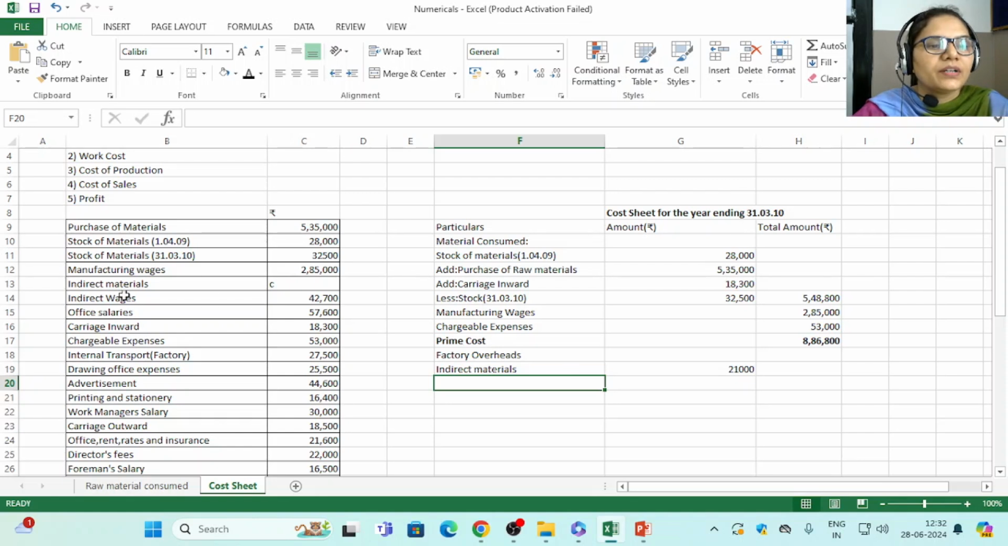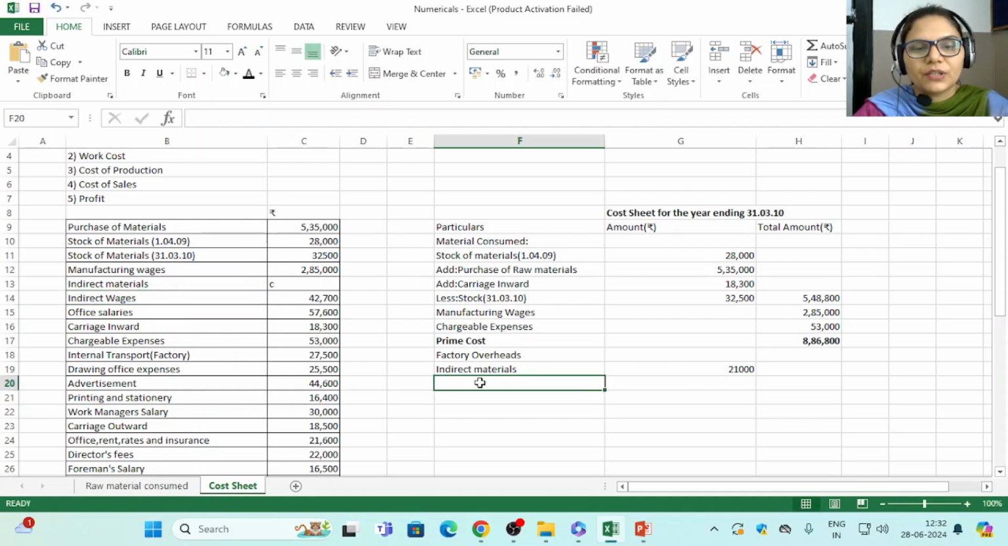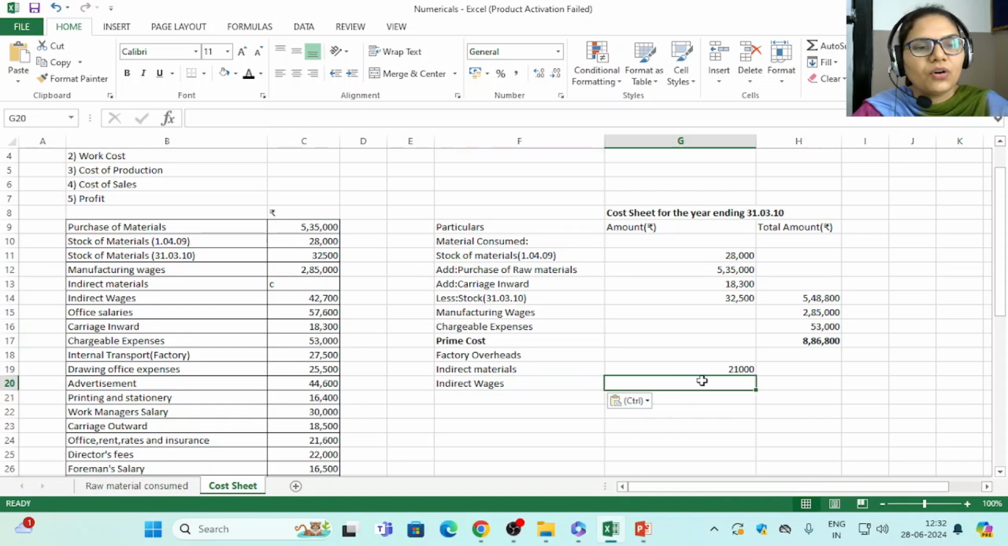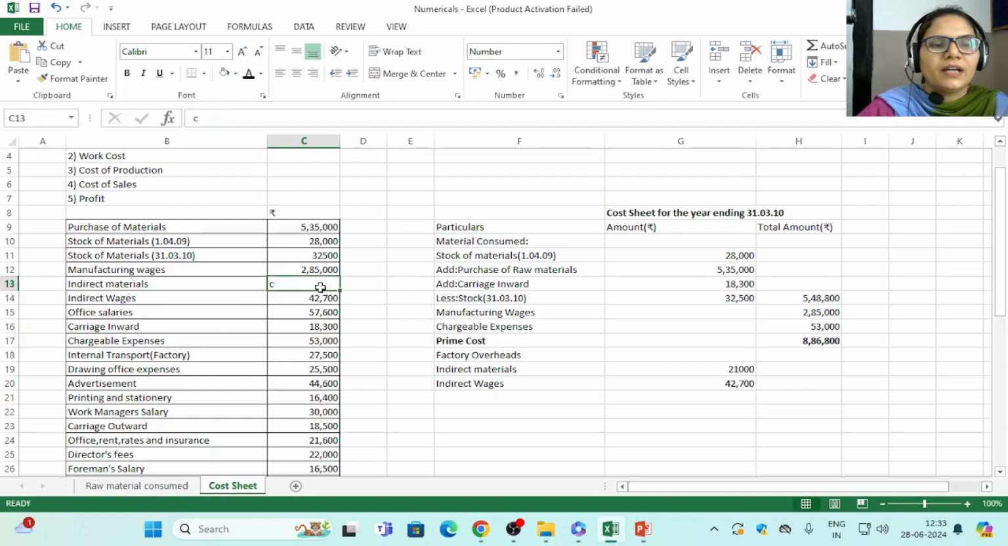Next is your indirect wages. Direct wages are to be shown in prime cost, as we all know, but if it's a matter of indirect wages, then we will show them in factory overheads. It's 42,700. Indirect material value we will rectify over here, by mistake it has been deleted.